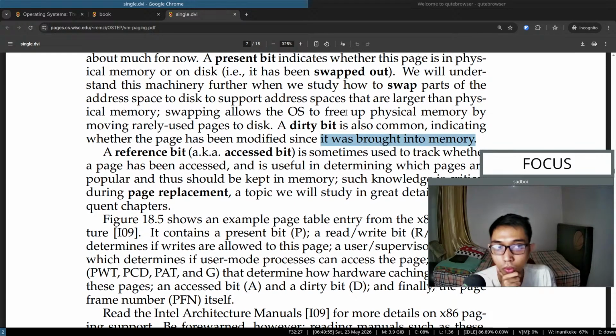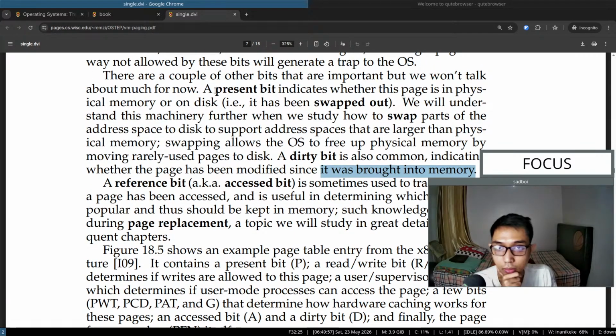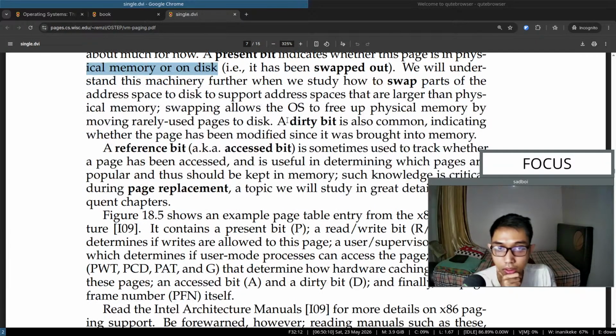Oh, okay, there's a present bit here to indicate whether this bit is in physical memory or on disk. And there's also a dirty bit indicating whether the bit has been modified since it was brought into memory.